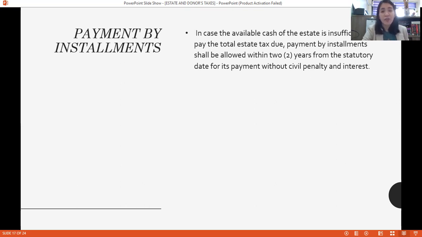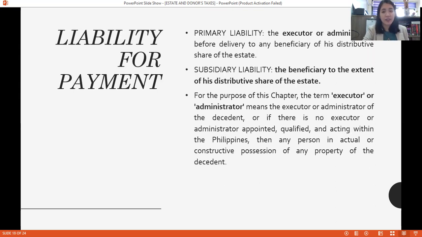Yes. No, in case the available cash of the estate is insufficient to pay the total estate tax due, pwede yung payment by installments within 2 years from the statutory date for its payment without civil penalty and interest.